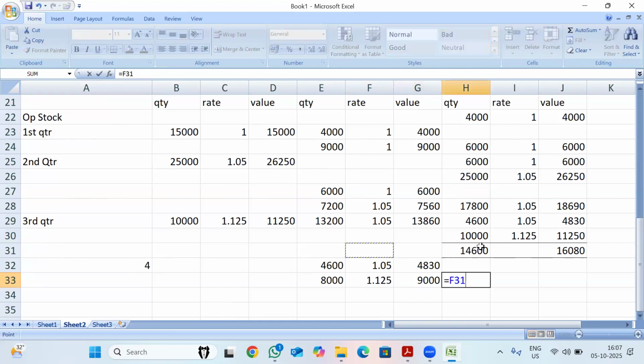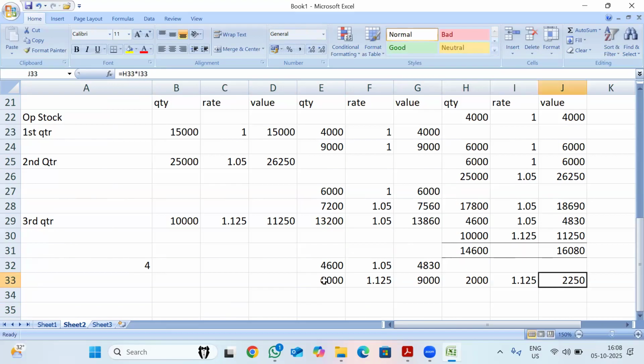Now my closing stock will be, this 4,600 is fully gone. Out of this 10,000, only 8,000 is gone. This is based on 1.125. So value will be 2,250. So this is my closing value. Hope this is clear.